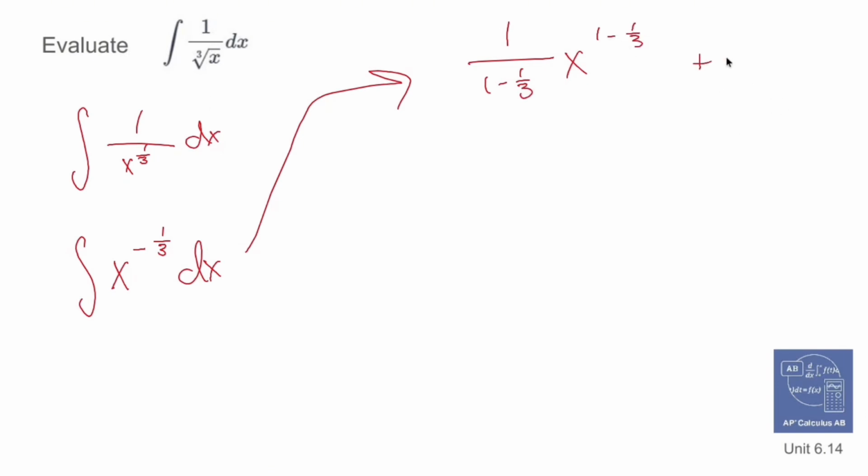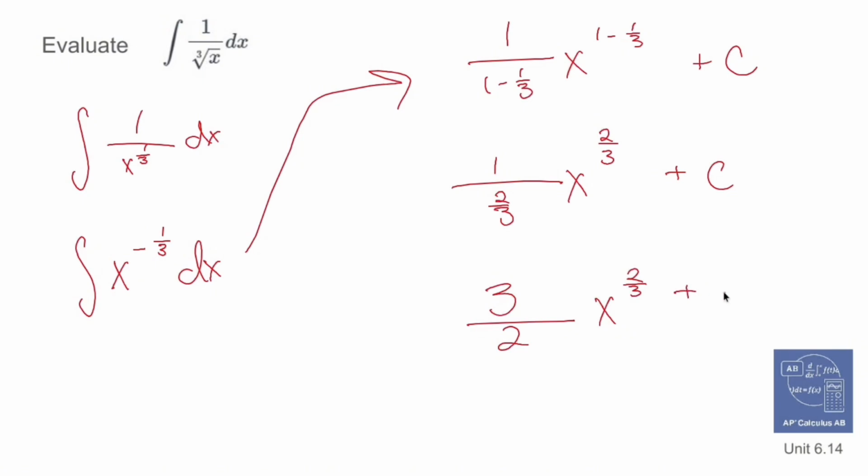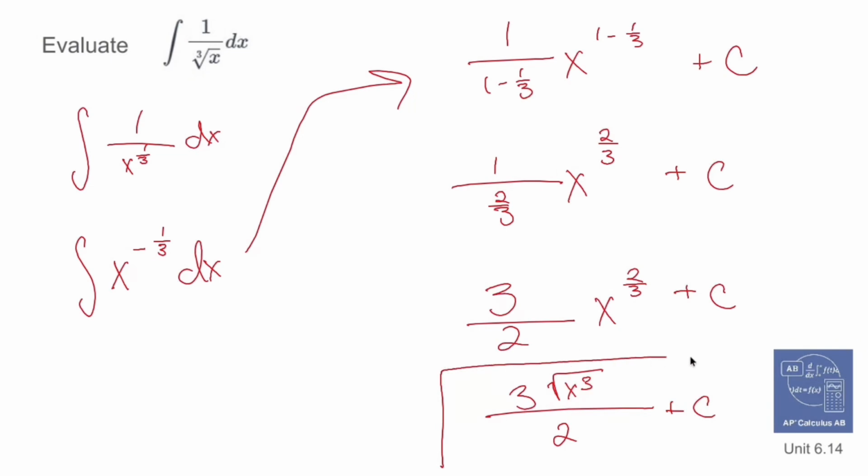This is indefinite, so don't forget that plus c. 1 over 2/3, x to the 2/3 plus c. Let's multiply the top and the bottom by its reciprocal. 3 over 2, x to the 2/3 plus c. Now I'm going to rewrite this the way God intended. 3 square root of x cubed over 2 plus c. That's how I'm going to end this problem. Okay, you might have a teacher that might be okay with this. I prefer it to look like that. It just looks prettier. So we're going to go with that guy right there.